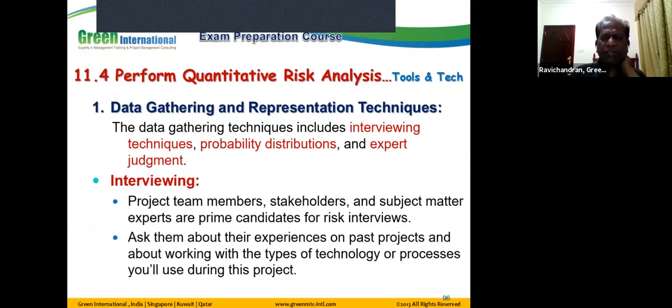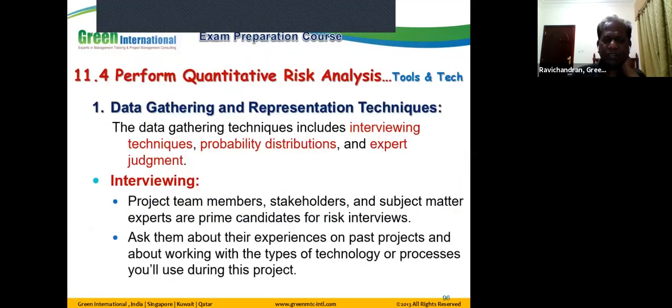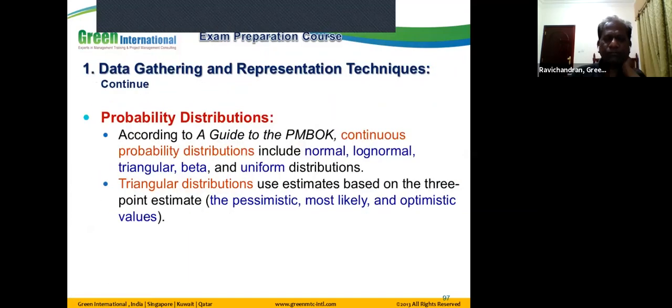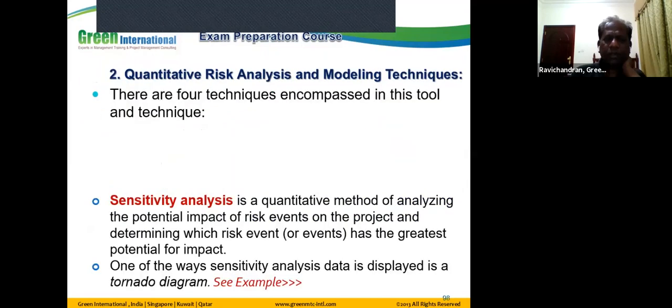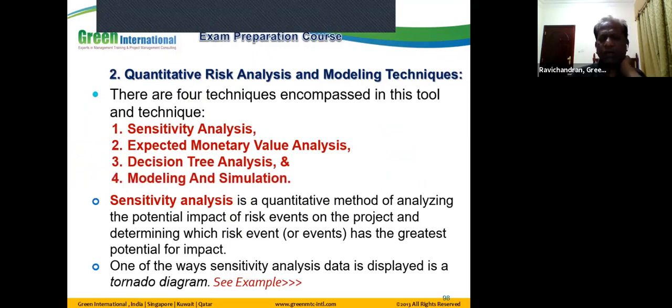Interview technique: basically we are sitting down with the team members, stakeholders and subject matter experts to talk about their experience in past projects, working with the different types of technology and processes which are going to be used in the project, so that they can help us in determining the impact of each risk. There are techniques called sensitivity analysis, expected monetary value analysis, decision tree analysis, and modeling and simulation, which are quantitative risk analysis and modeling techniques.